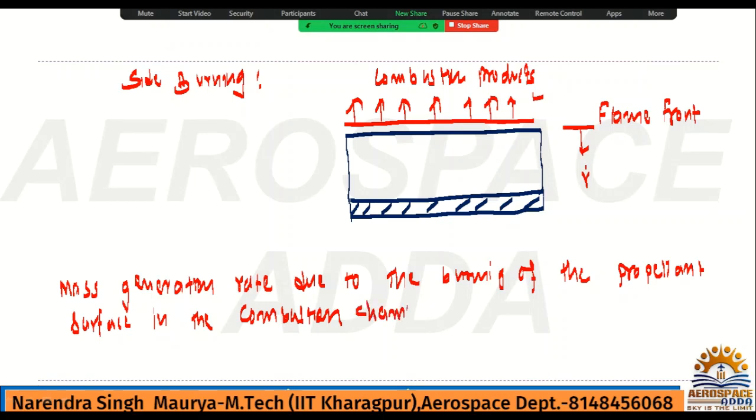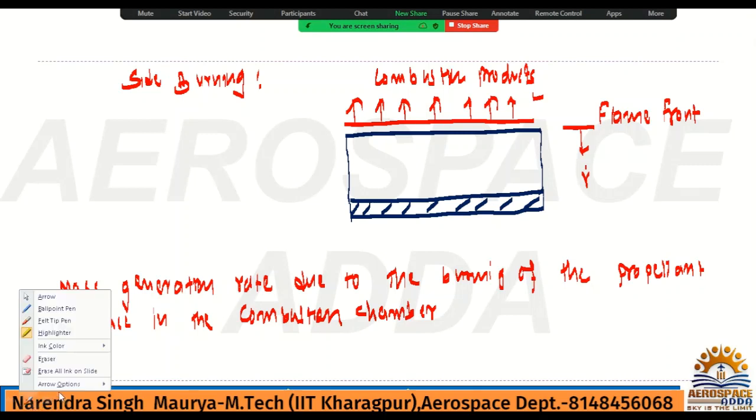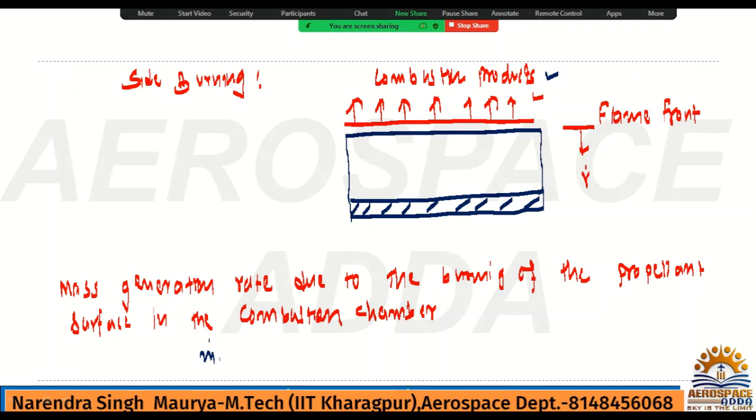So this value will be the mass generation rate. After burning, you get combustion products. What is the amount of this? This is nothing but the generation rate. If I'm saying it is m dot, if they are saying only mass, then it will be mp, but this is the mass generation rate, so m dot p.